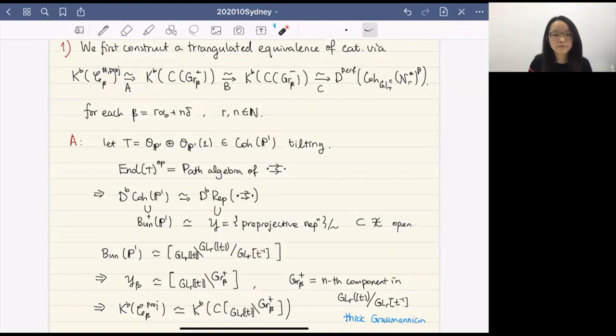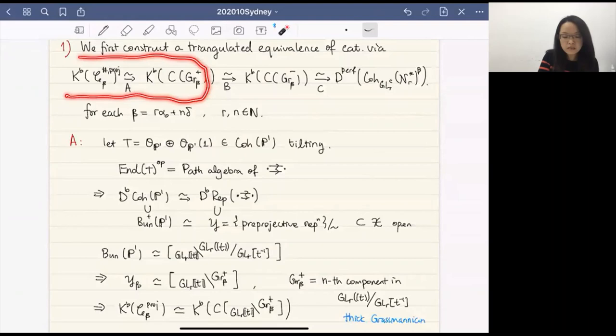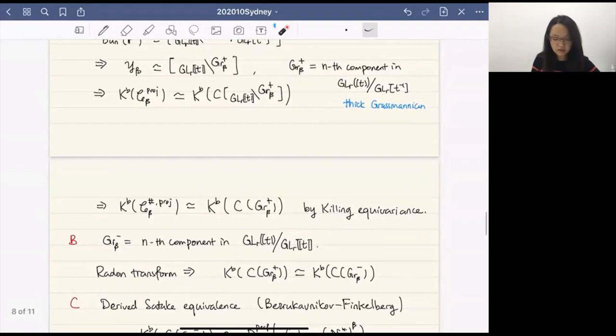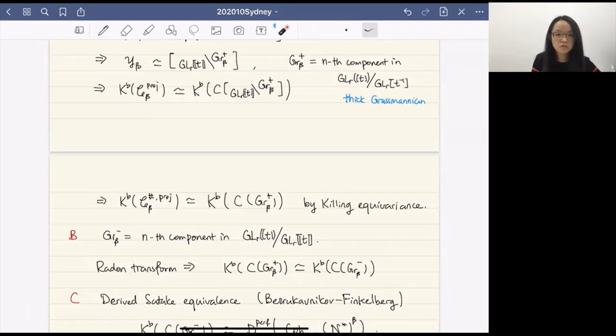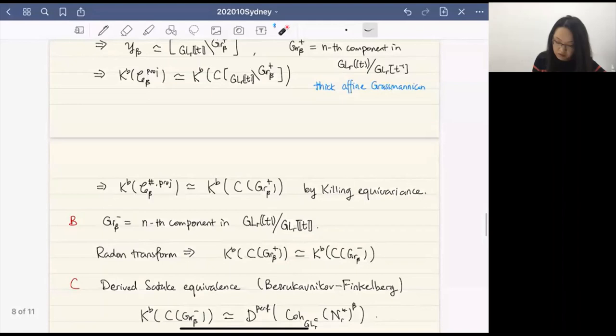Okay. So this is the equivalence A. And then the equivalence B is given by some sort of Radon transform. So we want to go from the positive, this thick affine Grassmannian, to this so-called thin affine Grassmannian. So this is the usual affine Grassmannian of GL_R((t)) quotient by GL_R[[t]]. There is some work to show that using the Radon transform functor, you can define the equivalence between these two homotopy categories, where the constructible sheaves we're considering are all smooth with respect to the GL_R[[t]] action.